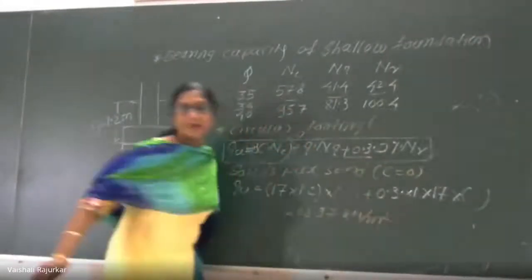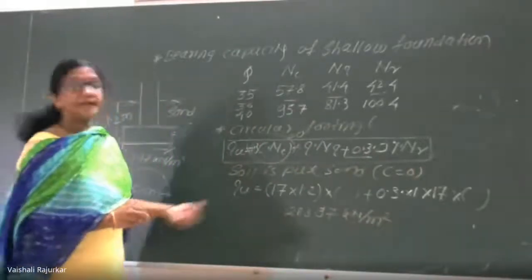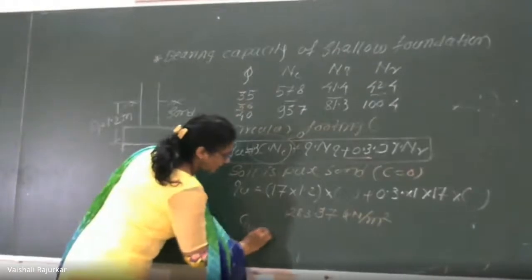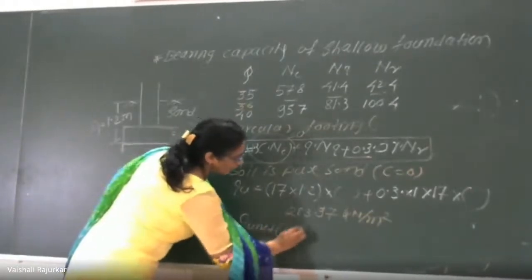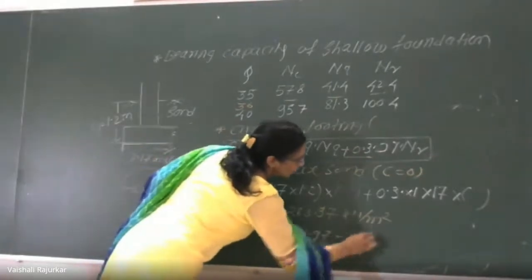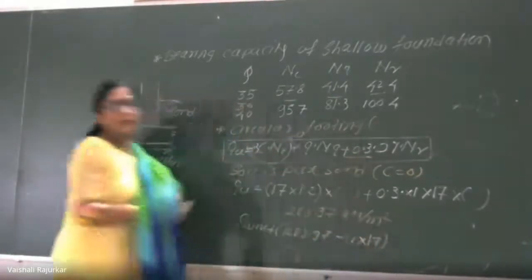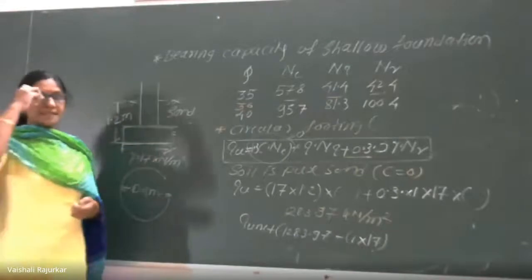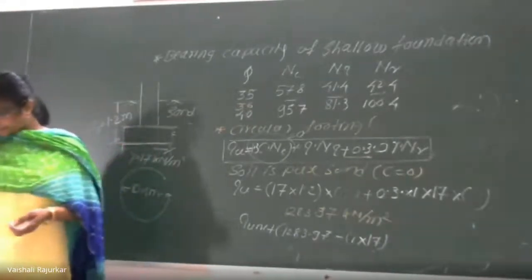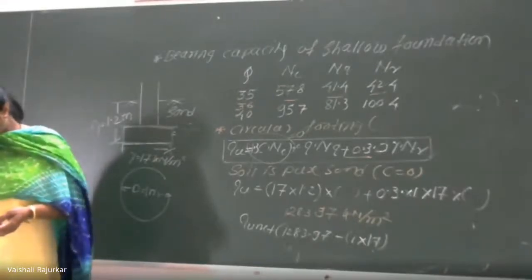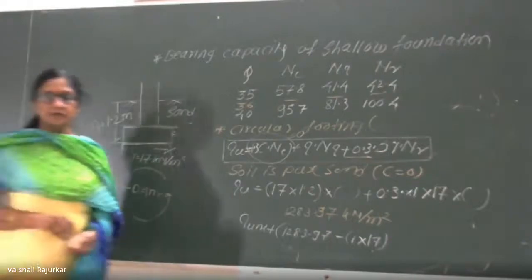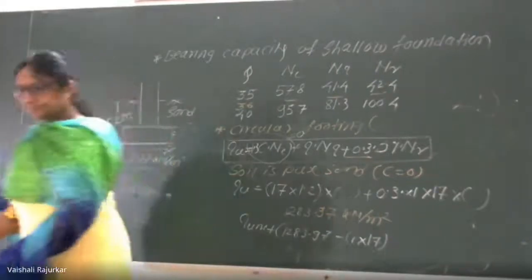I think here you have to find out the ultimate bearing capacity, and then the net bearing capacity. So q net is equal to 1283.97 minus 1 into 17. So you have to find out the ultimate bearing capacity and then you have to find out the net ultimate bearing capacity, right? Right. The next numerical.